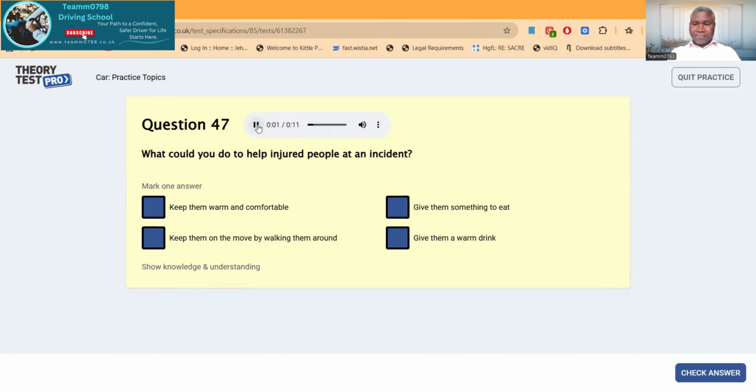What could you do to help injured people at an incident? Keep them warm and comfortable. Give them something to eat. Keep them on the move by walking them around. Give them a warm drink. Okay, those three answers are wrong. The first one is the correct one. Keep them warm and comfortable.